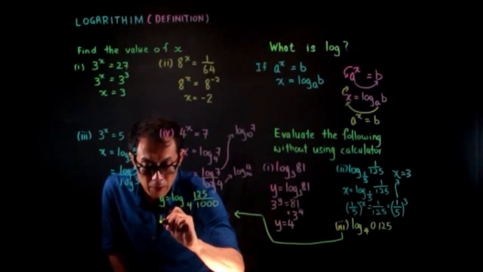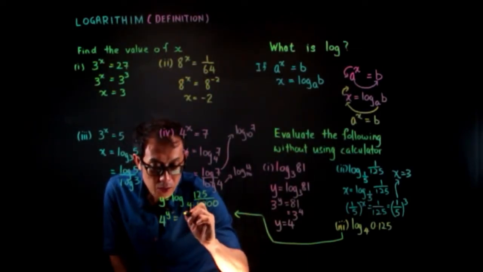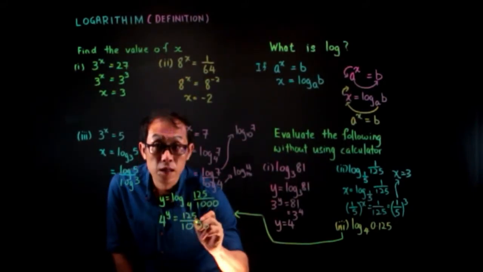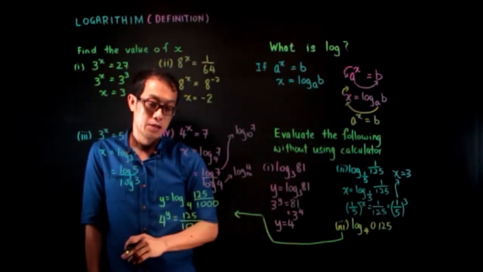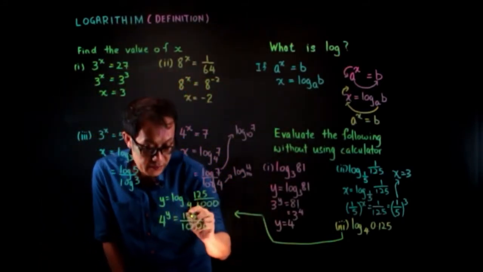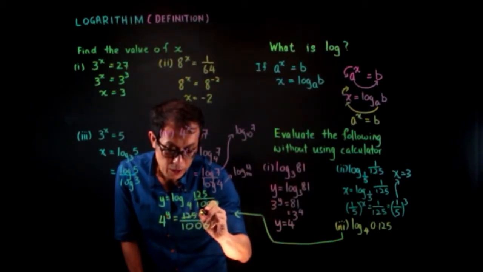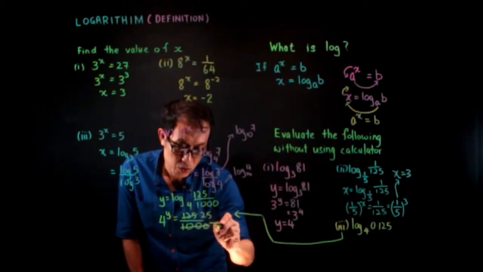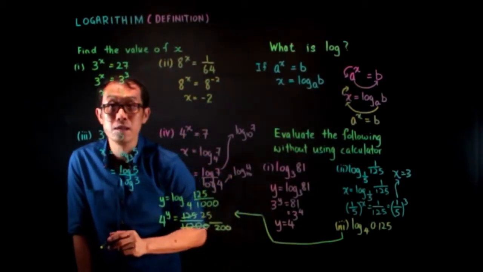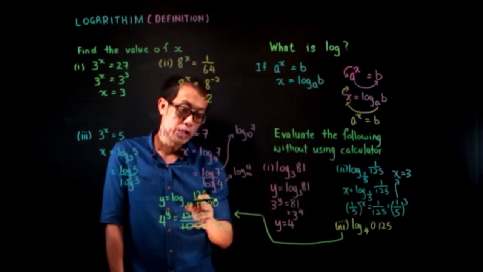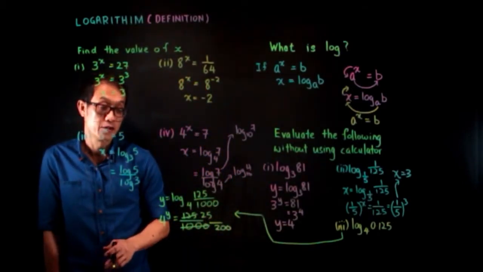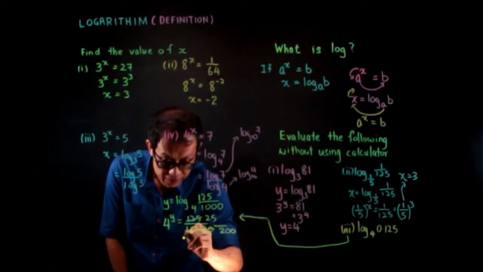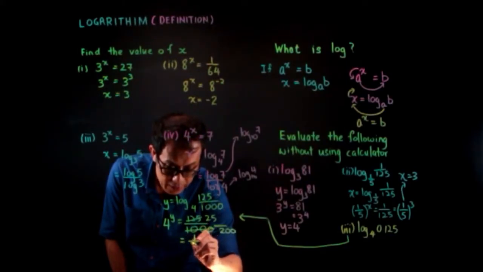Now, 4 to the power of y is equal to 125 over 1,000. If you divide by 5, this will be 25 over 200. Now, 25 times 4 is 100, so times 8 is 200. So you simplify further, this will be 1 over 8.